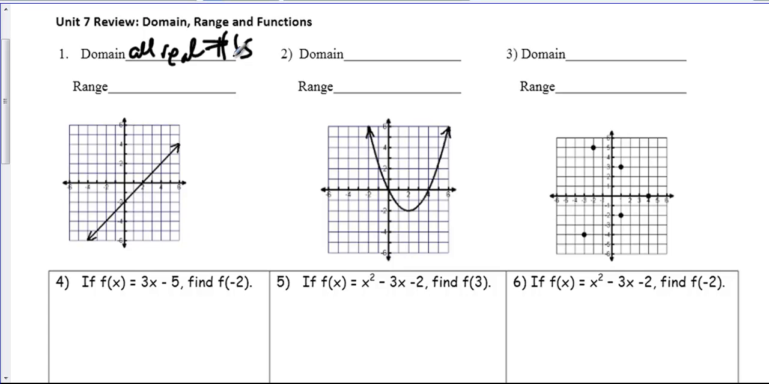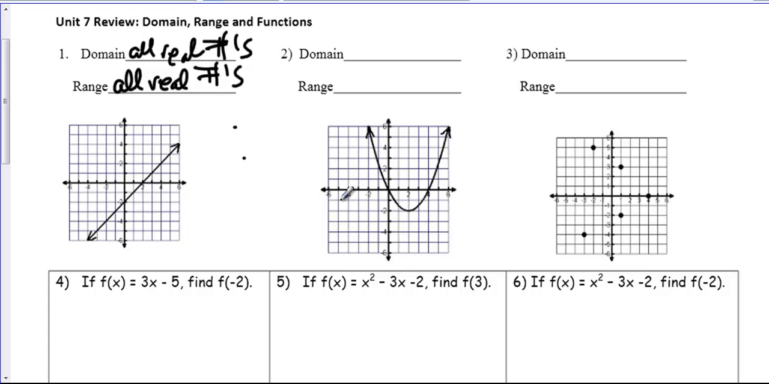Now the range we're going to read bottom up. So when I look again at this arrow, that tells me it's going down forever. And when I look up here at this one, that tells me it's going up forever. And because there's no bottom or top, once again we have all real numbers as our range. Okay? Moving on to number 2.